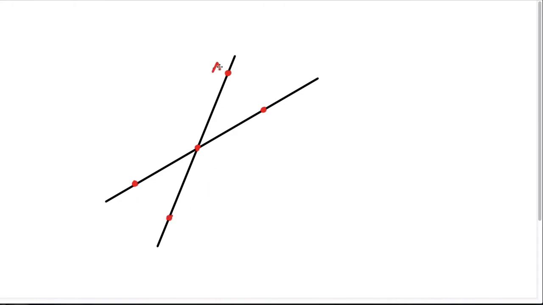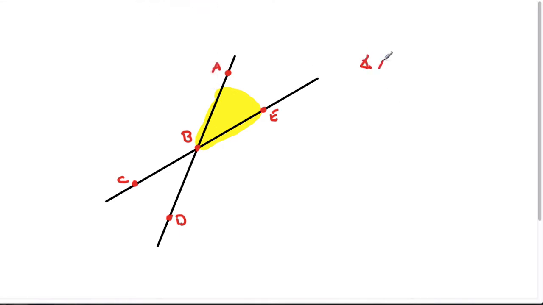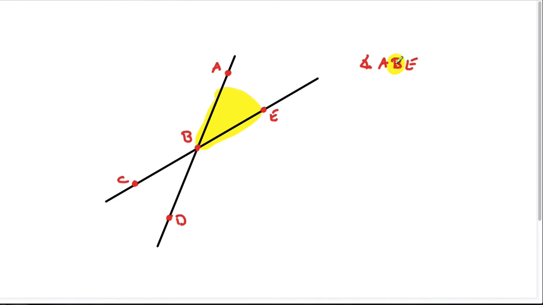I'm going to call this A, I'm going to call this B, I'm going to call this C, D, and E. So having those points, now we can see clearly that when I talk about angle ABE, which is this one here, I would have to write angle ABE, making sure that the corner of our angle is the middle letter. So just to make it clear, B is the corner of the angle ABE.